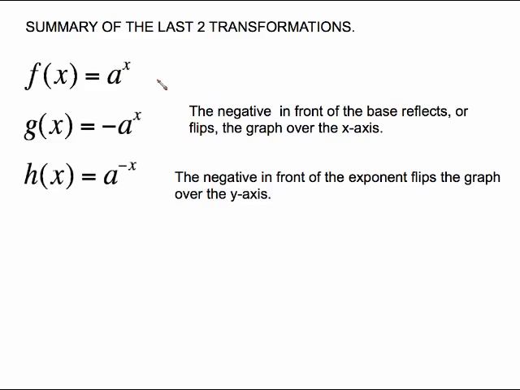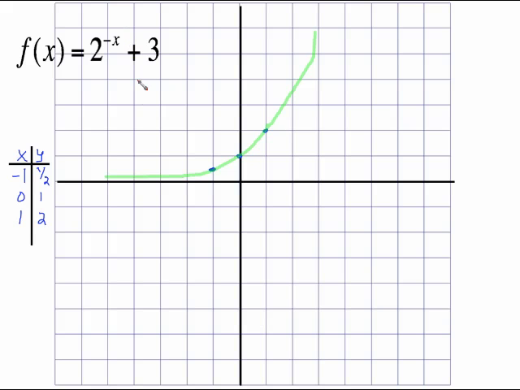Here's a little summary of the last two transformations. If you have f of x equals a to the x, then our new function with a negative a to the x, this is going to flip this over the x-axis. If the negative is here, it goes over the x-axis. If the negative is up here with the exponent, it goes over the y-axis. So you do need to memorize that. Or you could always make a t-chart and look at your arithmetic, but this is easier to memorize.